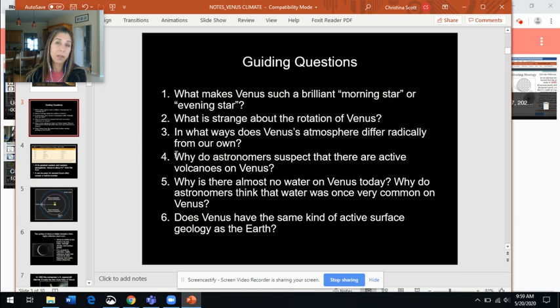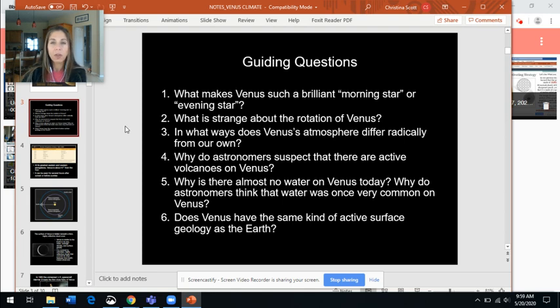Some questions. You could see Venus. It is a bright morning star or evening star. It's very, very bright in the sky. Lately I've seen it in the northeast part of the sky just after sunset. It looks really bright. And the reason why it's bright is because the sun reflects off of all the clouds and makes it look brighter than most stars, most planets.